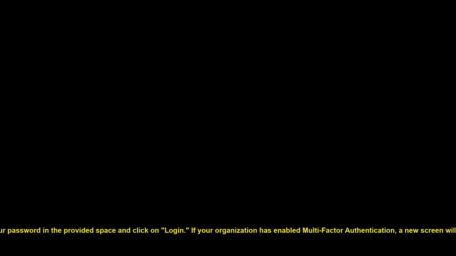If your organization has enabled multi-factor authentication, you will receive a notification for the MFA method set up for your account, such as an authenticator app or text message. Open the authenticator app on your mobile device or check your SMS for the MFA code. Enter the MFA code into the field on your login screen. Click on the Submit button to verify your identity.